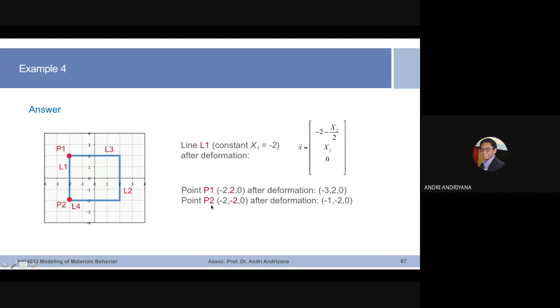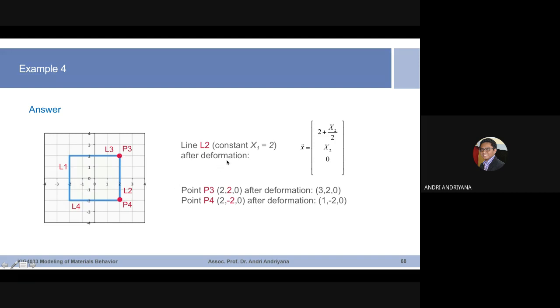Do the same thing for point P2. For point P2, this is the coordinate, so the x2 of point P2 is minus 2. That is why I only focus on the x2, and why I put it in red here. For P2, point number 2, the x2 equals minus 2. If I insert it here, then I have the new location for P2. I can do exactly the same thing for point number 3 and point number 4.